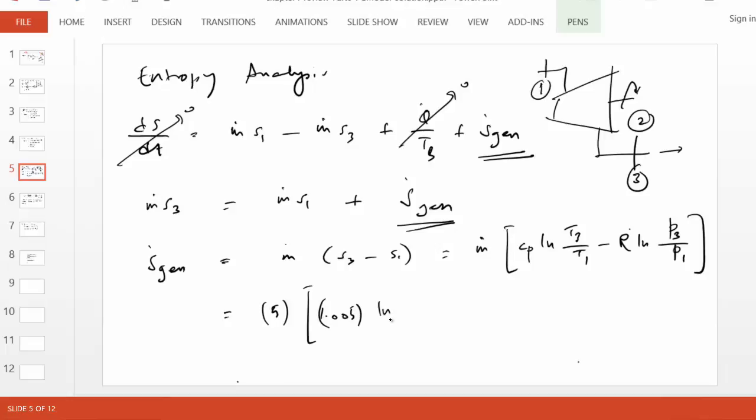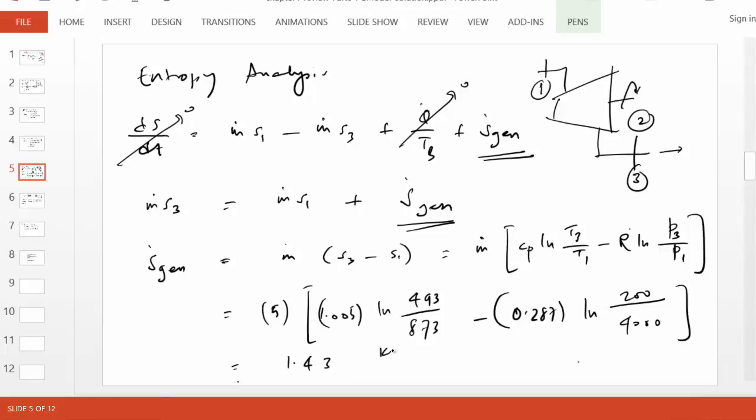T3, I believe, was 493 we calculated, and T1 was given to us as 873. Value for R for air, and the pressure dropped to 200 from 4000 kPa. So the temperature dropped in the turbine, and we know a temperature drop means entropy decreases. However, the pressure drop means entropy increases. So in combination, the pressure drop makes entropy increase more than the temperature drop reduces it, resulting in, if you calculate, about 1.43 kilowatt per Kelvin.